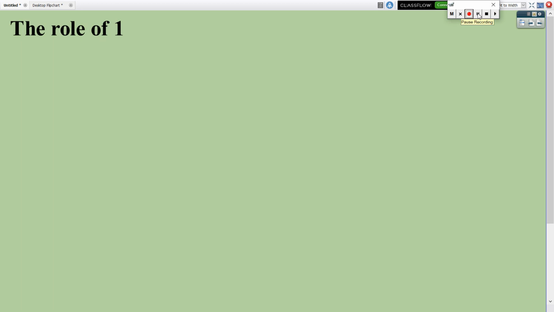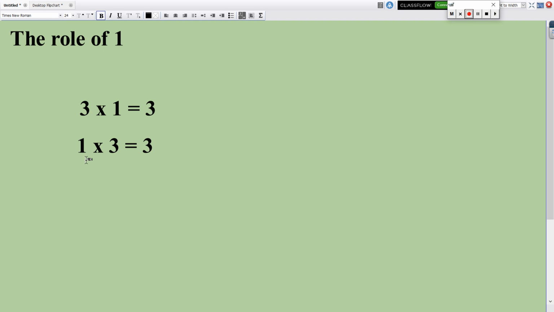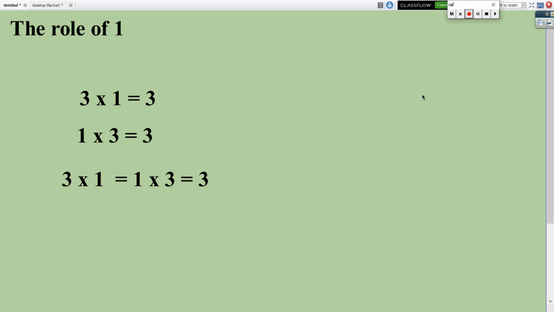Now let us check the role of 1. What is 3 into 1? Yes, you are getting 3. Here what is 1 into 3? That also you are getting 3. So we can write 3 into 1 is equal to 1 into 3 is equal to 3. That means if you multiply a number into 1, you are getting the same number.